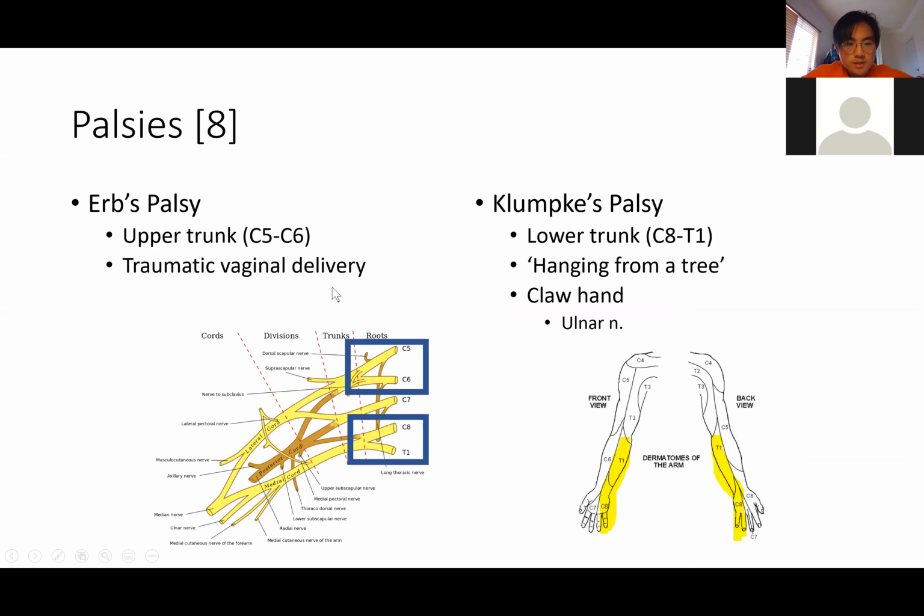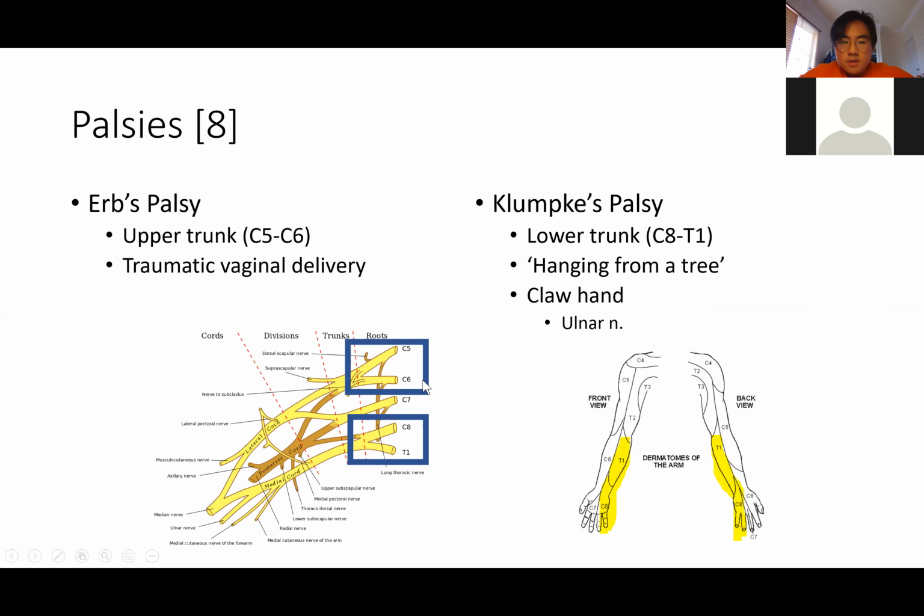Now, the final two palsies are Erb's and Klumpke's. So these are the high-yield facts. Erb's affects the upper trunk, Klumpke's affects the lower trunk. These are the key words: traumatic vaginal delivery, so childbirth. Klumpke's palsy, right, hanging from a tree. You'll see that in the question stem. Just think of Klumpke's palsy.